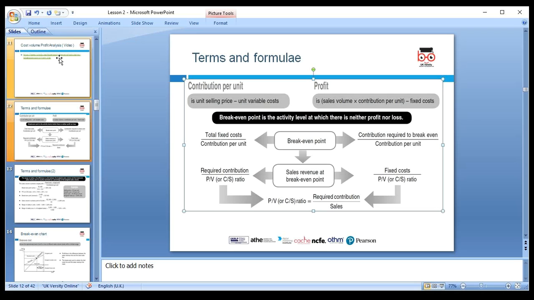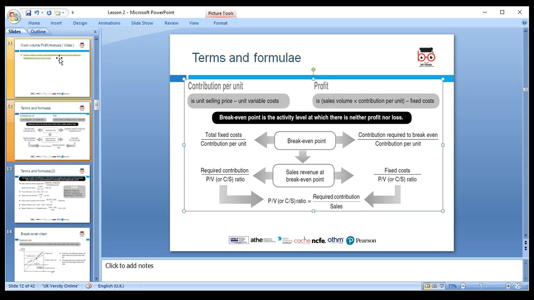So the contribution required to break even, divided by contribution per unit. If we know the required contribution, like £6, and the contribution to sales ratio, which is contribution divided by the selling price, we can calculate the ratio and find how many units we will make and sell. The ratio is 40% or whatever. So these are all the formulas. The PV ratio is also known as the contribution to sales ratio.